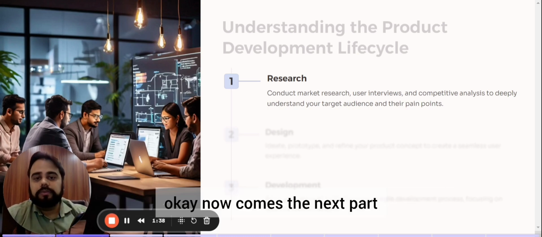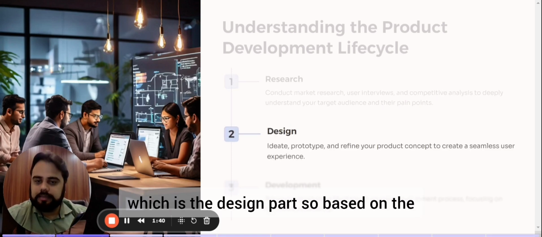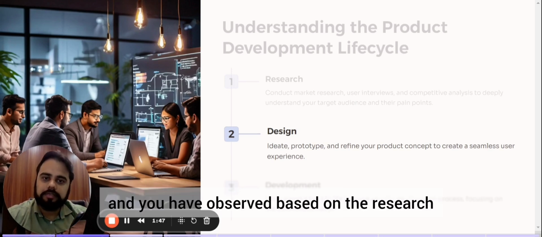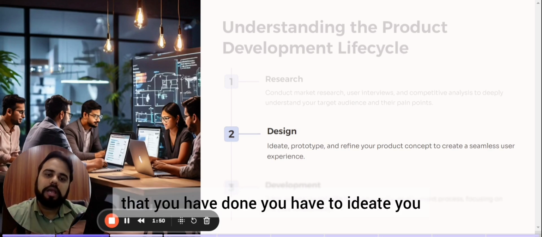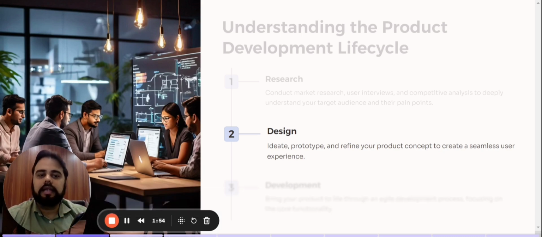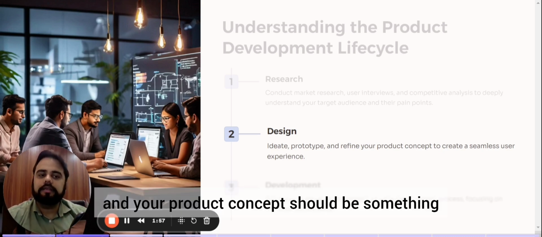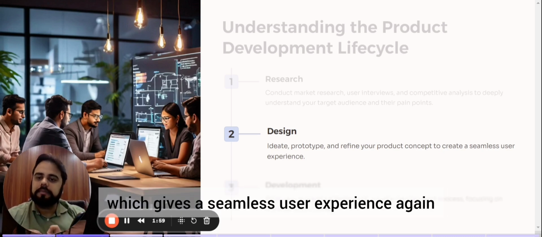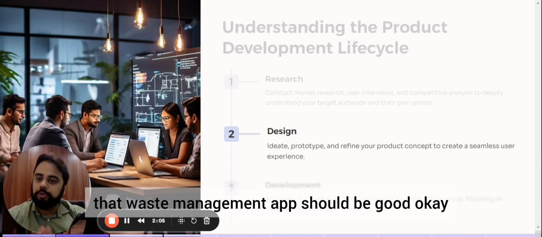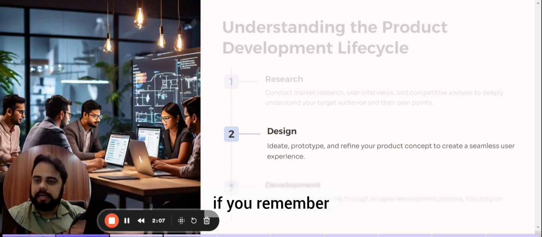Now comes the next part, which is the design part. Based on the research, and based on the initial problems that the user is facing and you have observed, you have to ideate, create a prototype, and refine it, and your product concept should give a seamless user experience. Again, I have discussed that the UI UX of that waste management app should be good, if you remember that example.